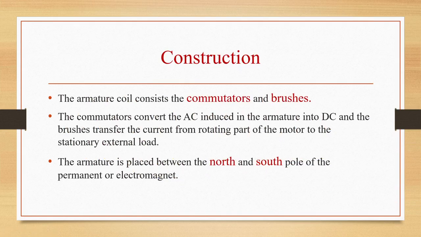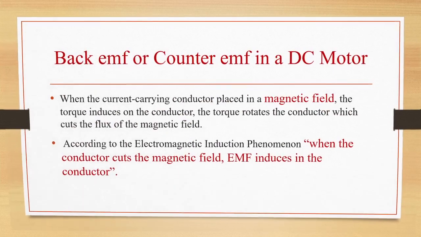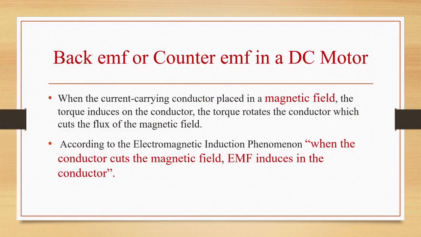Armature coil consists of commutators and brushes, and commutators will convert AC induced in the armature into DC, and brushes will transfer the current from the rotating part of the motor to the stationary external load. An armature will be placed between north and south pole of the permanent magnet or electromagnet. So let us see a very important concept, that is back EMF or counter EMF in a DC motor.